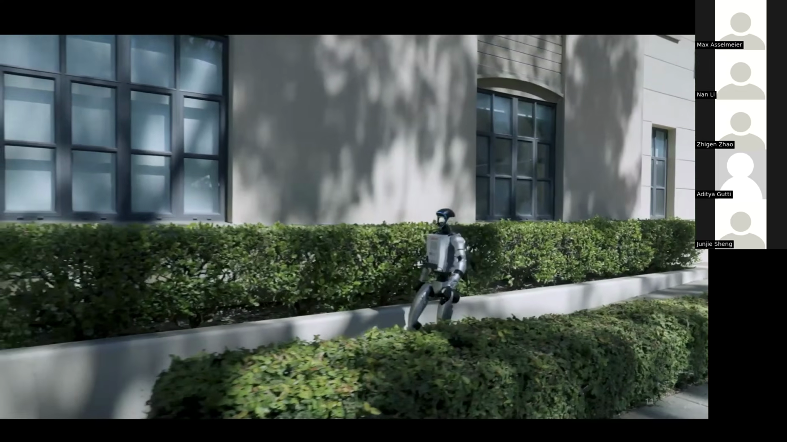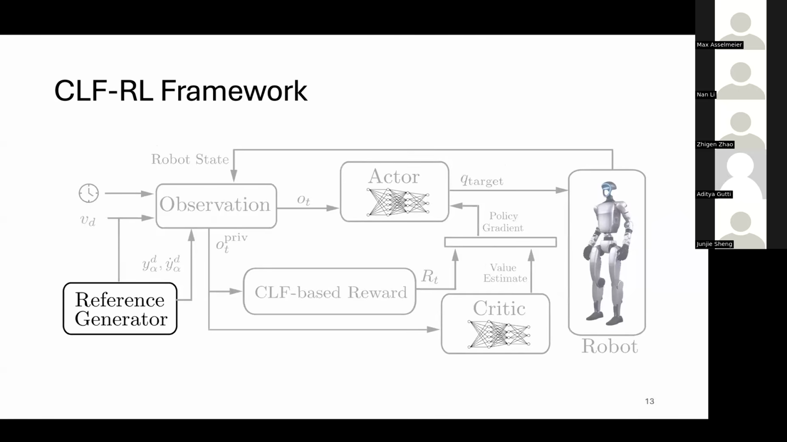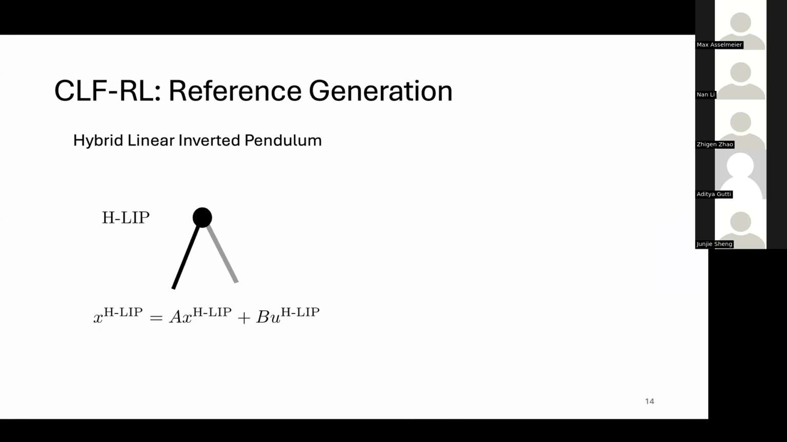Okay, so let's jump into the framework a little bit more. This is effectively what we're doing. We have a reference generator and our CLF-based reward. We train an asymmetric actor critic with PPO, and we train this in Isaac Lab. If we jump into the reference generator, in this work, we actually looked at 2 different reference generation types.